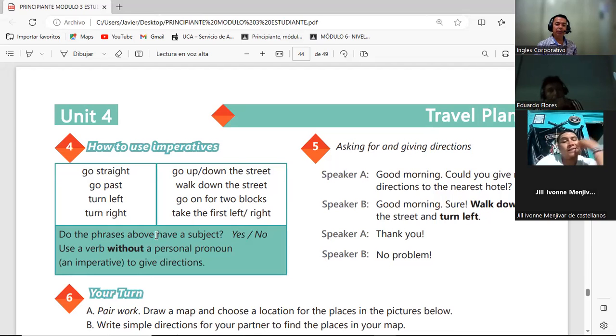Do the phrases have a subject? No, right? They don't have a subject. So we use a verb without a personal pronoun, right? To give directions. So when you give directions, no subject. Don't say, they go straight. No, only go straight. Or don't say, we go past. Only go past, right? Okay, class, this is everything with the imperatives.